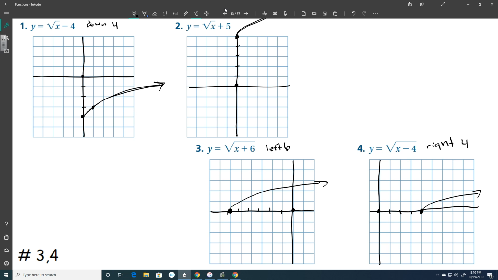Okay, so pause the video. I want you to try numbers 3 and 4. Remember, this is homework 12. Try 3 and 4 and see how you do. If you have any problems, come and see me. All right, moving on.